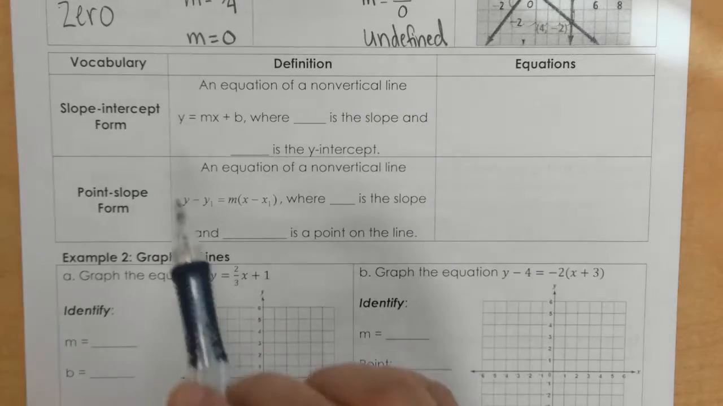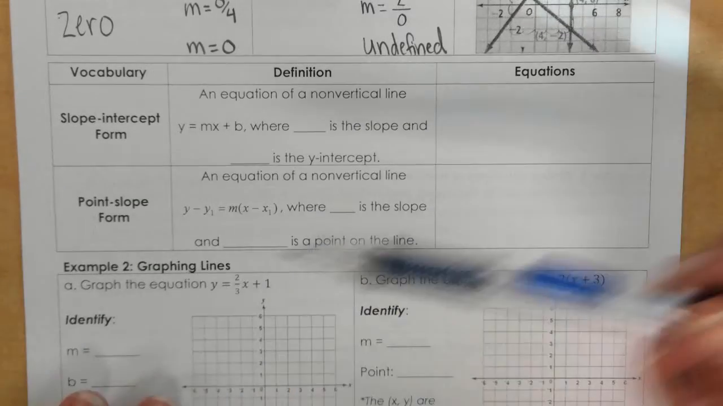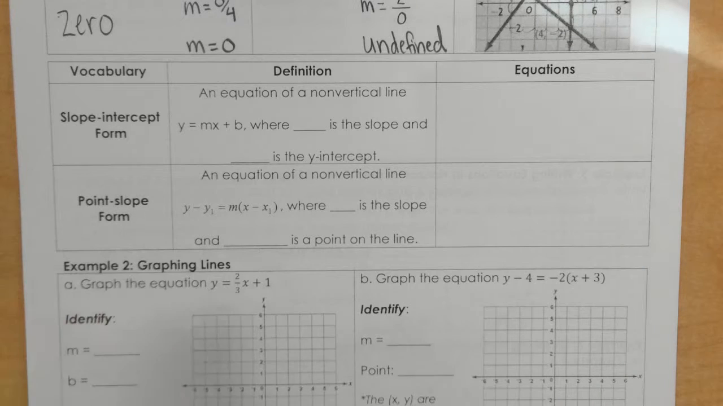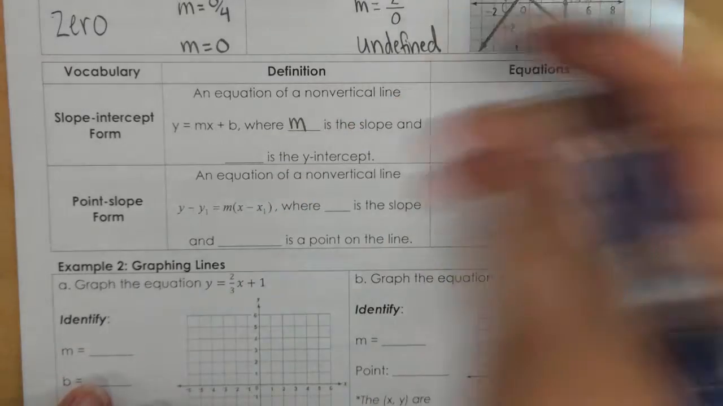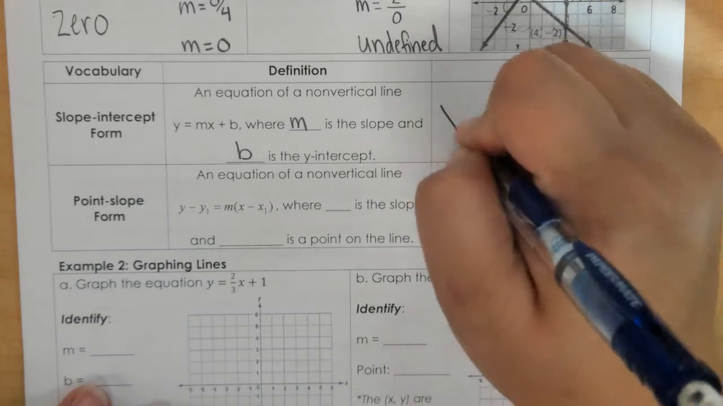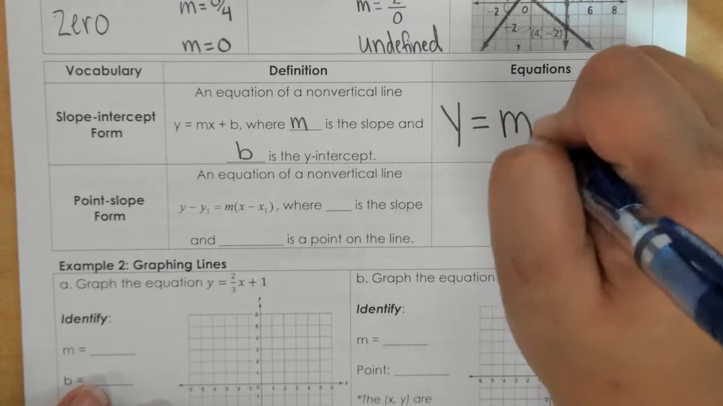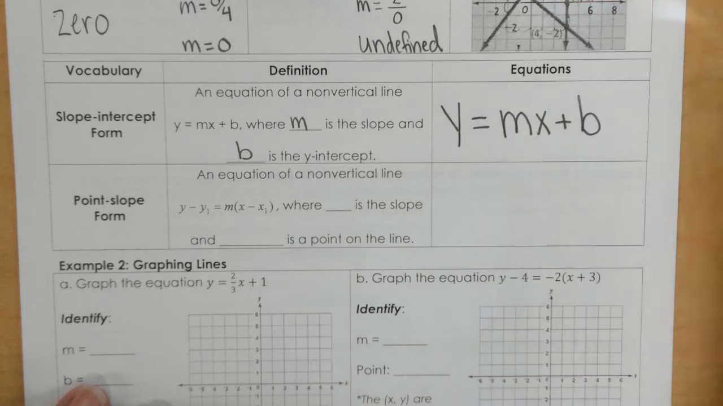All right, for slope-intercept form, we're still on day 5 notes. We're on the second half of the first page. Slope-intercept form, an equation of a non-vertical line, y equals mx plus b, where m is the slope and b is the y-intercept. So this equation you should definitely be familiar with.